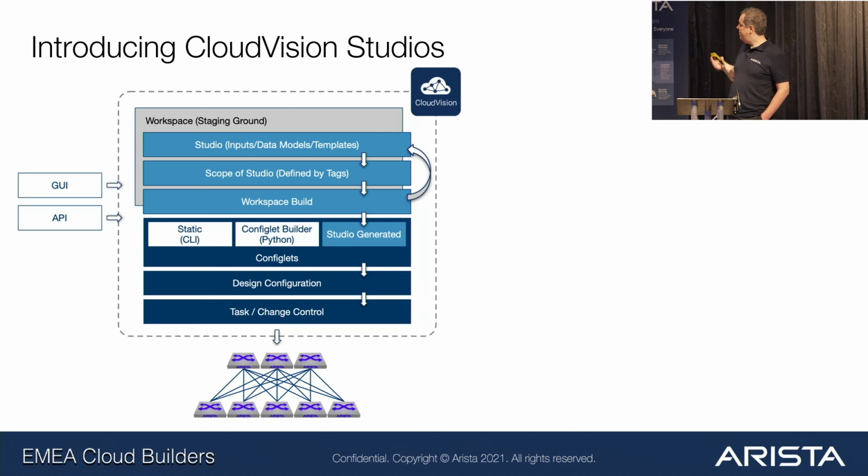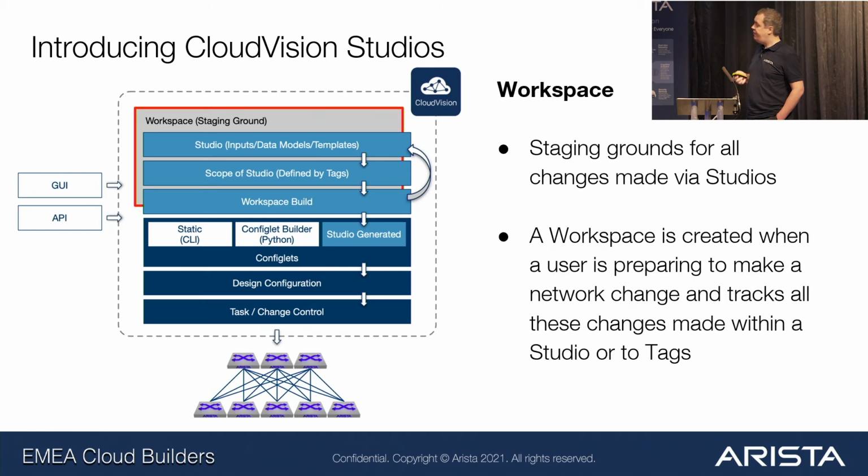Studios adds on some additional items above this, so you can see it as a natural flow into the existing provisioning logic. And we'll go through each one of these in a little bit more detail. So the first item is a workspace. Now, what is a workspace? Why do we need it? This is what we call a staging ground for any change that we make through the provisioning process.